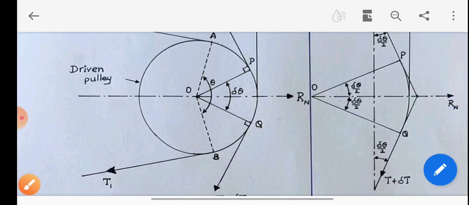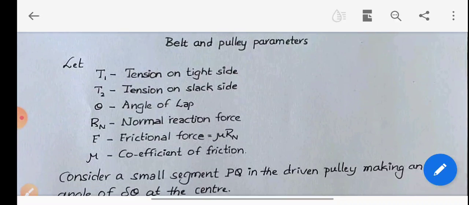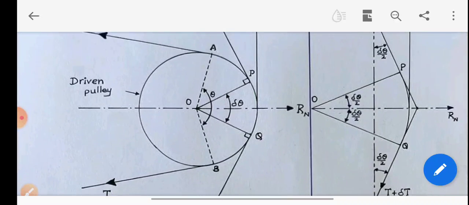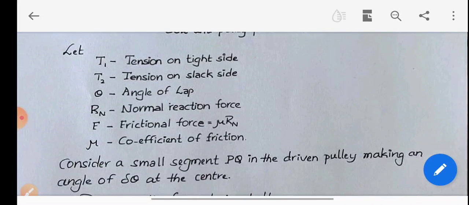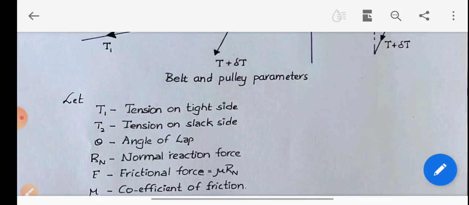Now I will draw the reaction force, that is Rn. It is because of the force which is acting on the pulley because of friction, and I will take F as the friction force. So here you can see I will take T1 as tension on the tight side and T2 as tension on the slack side, theta as angle of lap, then Rn is nothing but the normal reaction force I have taken, and F is the frictional force, which is equal to mu into Rn, where mu is the coefficient of friction.